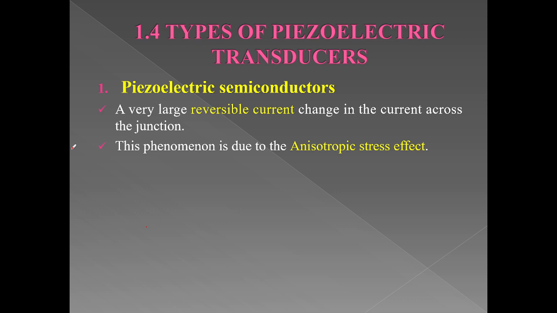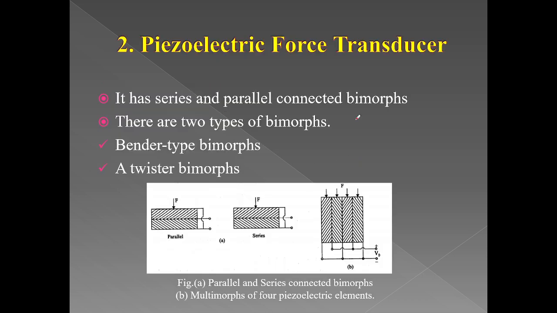So this non-uniform distribution will be seen under the PN junction. A very large reversible change in the current across the junction will be obtained, and this phenomenon is because of the anisotropic stress effect. Anisotropic effect is nothing but a non-uniform effect. Okay. So the second one is piezoelectric force transducer.